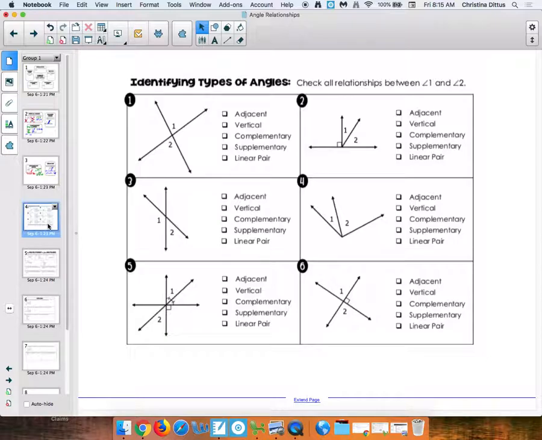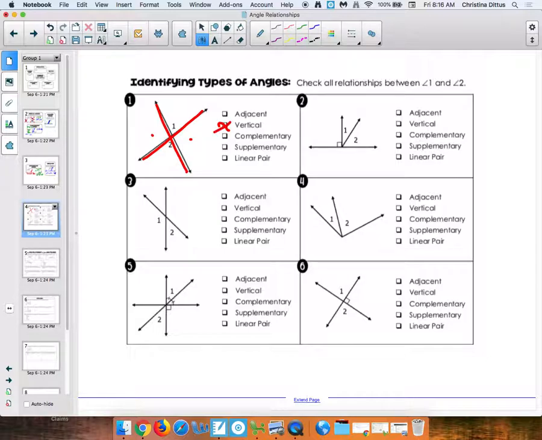We're going to go through these. We're going to check all of them that apply. If I start with number 1, how are angle 1 and angle 2 related? Are they next to each other? They share a common side? No. They don't share a common side. Next to would be like over here or over here. Are they vertical? Yes, they're across from each other.